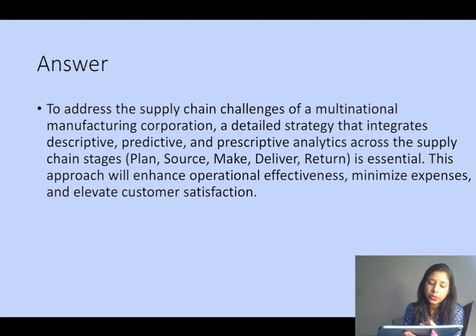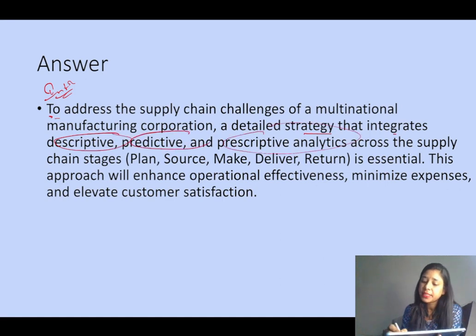Firstly, you need to introduce what you are going to do in the answer. So there will be a paragraph of 3 to 4 sentences where you will be introducing, for example, for this answer you may write: to address the supply chain challenges of this multinational manufacturing corporation, a detailed strategy that integrates the descriptive, predictive and prescriptive analytics across the supply chain, that is plan, source, make, deliver, return, is very essential, and this approach will enhance the operational efficiency, minimize the expenses and elevate the customer satisfaction, right?